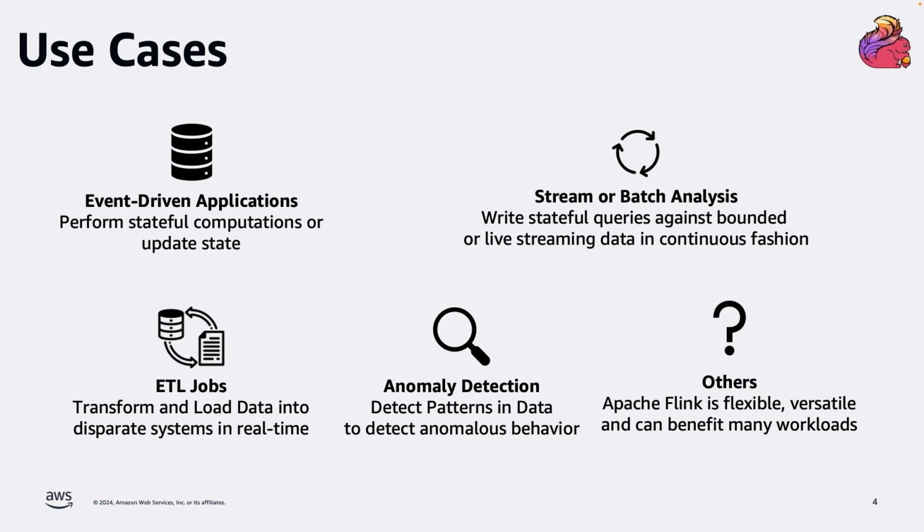ETL jobs. You can transform and load data into a variety of different data systems using Apache Flink. Anomaly detection. With Apache Flink, you can leverage built-in anomaly detection capabilities to identify anomalous data. And with the expressiveness in Apache Flink's APIs, there really are few use cases Apache Flink can't accomplish. It's important to remember that Apache Flink is not just an analytical framework. It's an application framework that can be used for analytical and operational use cases.